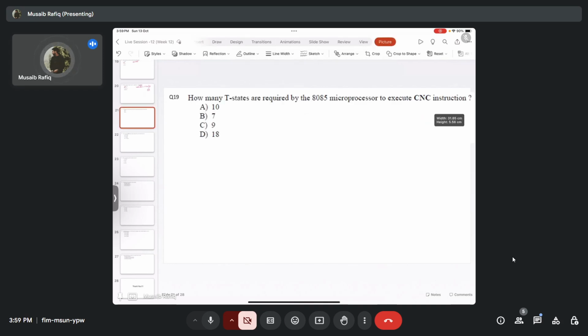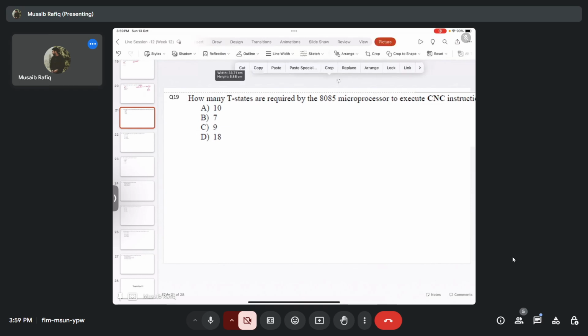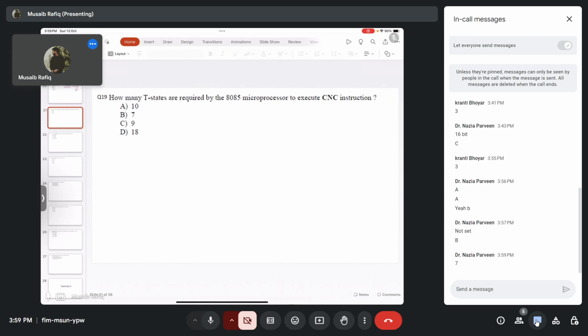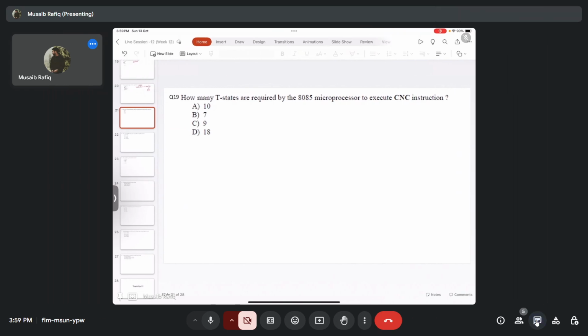Now question 19. How many T states are required by the 8085 microprocessor to execute the CNC instruction? So the correct answer is option D, 18.